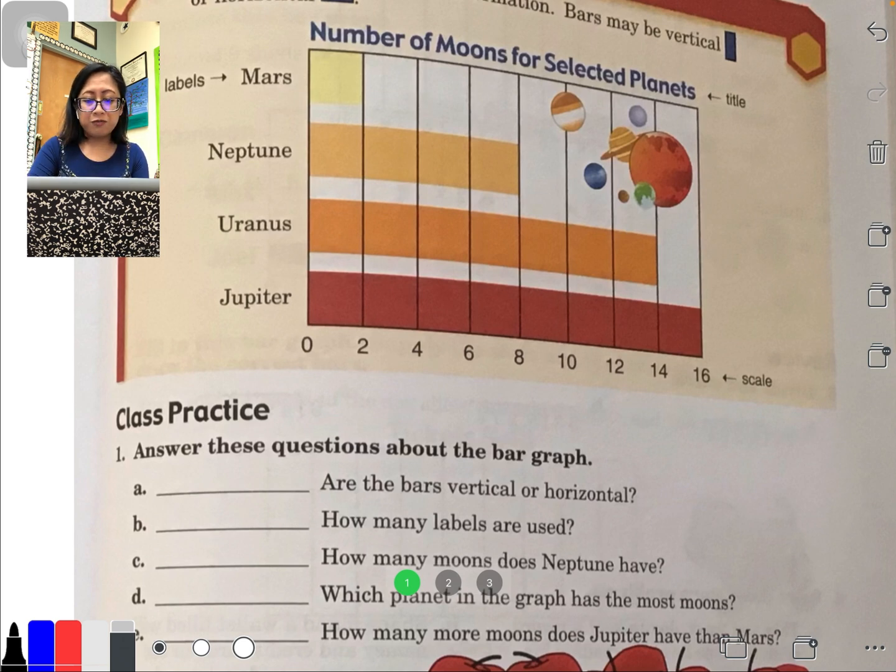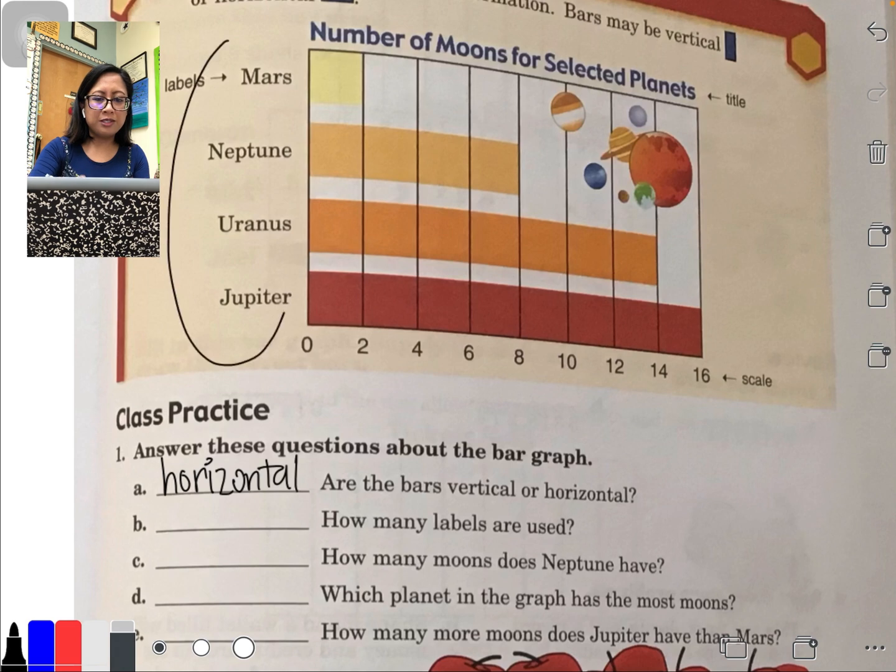Are the bar graphs vertical or horizontal? Like I said earlier, they are horizontal. That means they go from left to right, sideways. Horizontal. Okay. How many labels are used? Labels mean how many names are on this side of the graph. As you can see, there are only 4. We're only talking about 4 things here. So I'll put a number 4.